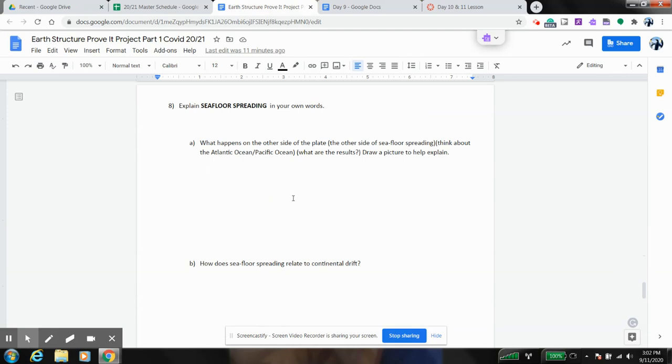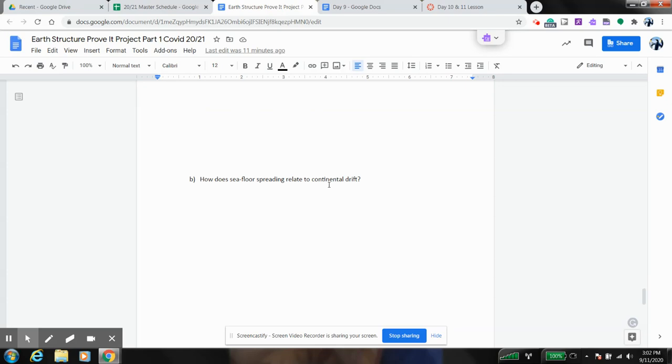What happens at the other side of the plate? This is where you're going to draw a picture. You're going to draw a picture of seafloor spreading, and then as it goes away, so like the other side of seafloor spreading, not right where it's happening, but way over here. What's going on way over here? Label it. Explain what's going on, and then how does seafloor spreading relate to continental drift? So you need to actually explain how those 2 are connected. Again, make sure you're fully answering the questions. Okay, you could actually do a drawing, all of those things.